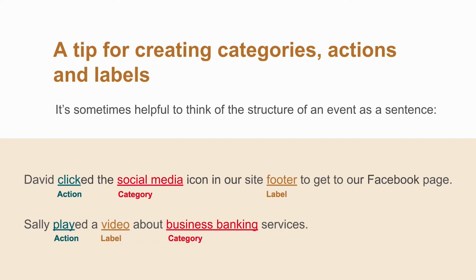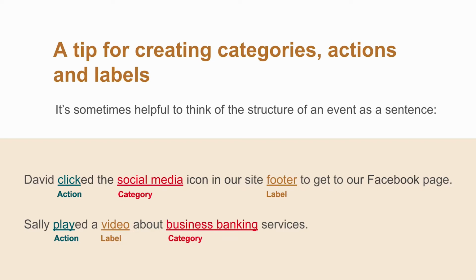So the 2 sentence structures on this slide are going to help us organize our thoughts about what event tracking is really trying to tell us. So if we want to know how many people use the social media icons in the site's footer, we might say something like this first sentence. So David clicked the social media icon in our site footer to get to our Facebook page. So in this situation, the action is going to be click, the category is social media, and then the label is footer.